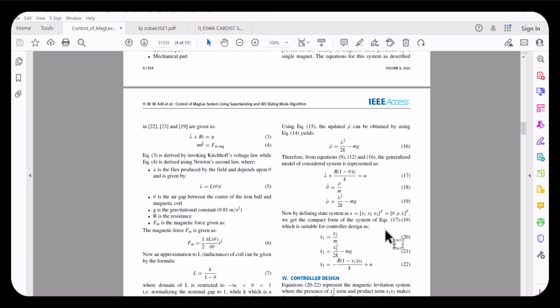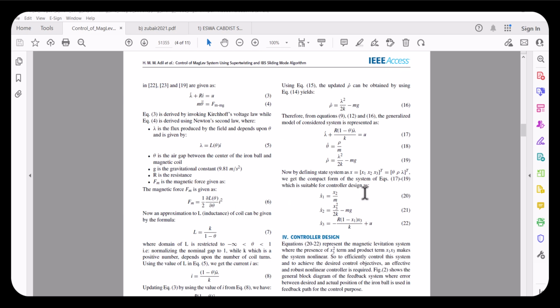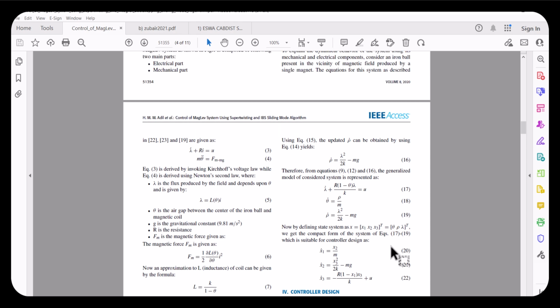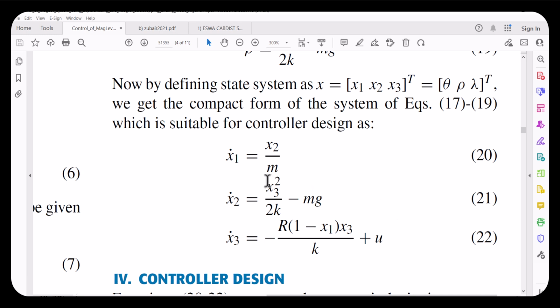In this video we're going to learn how we can use MATLAB to model different systems. The first example that we're going to see is this magnetic levitation model. Here is the state space equation that represents the mathematical model of this system.